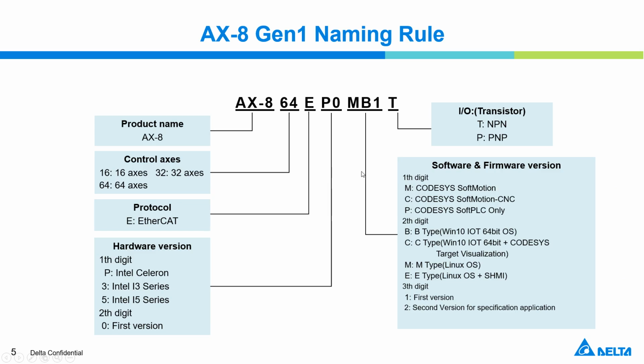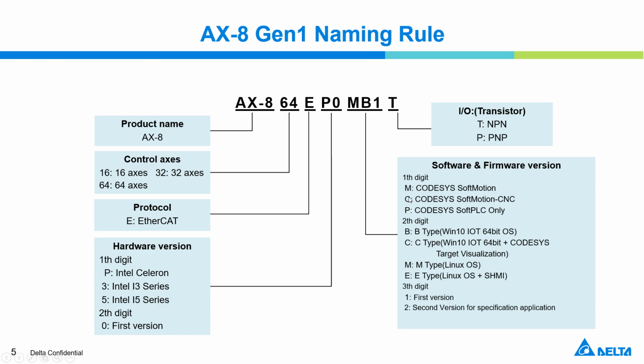And here is the naming rule of AX8, and this is the start. Here is the product name. Then next is the number of control axes. It can support 16, 32, and the maximum is 64 axes. The E means the protocol is EtherCAT, and P0, the first digit, is the CPU type. P means Intel Celeron, 3 means Intel i3, and the third digit being 0 means the first version.